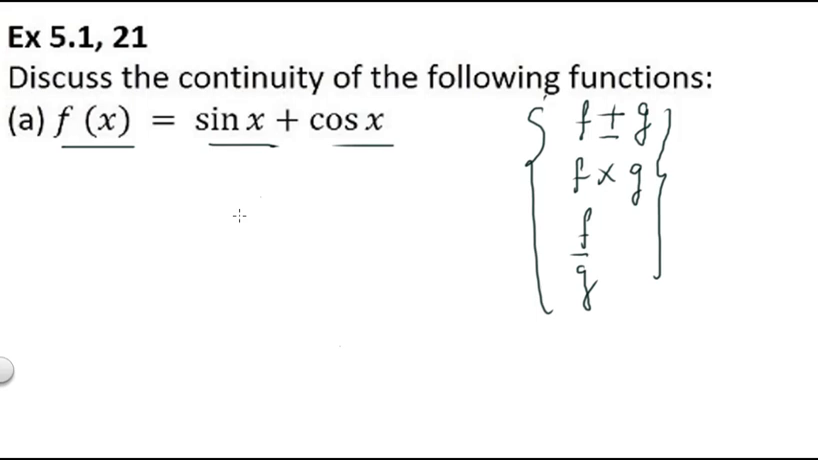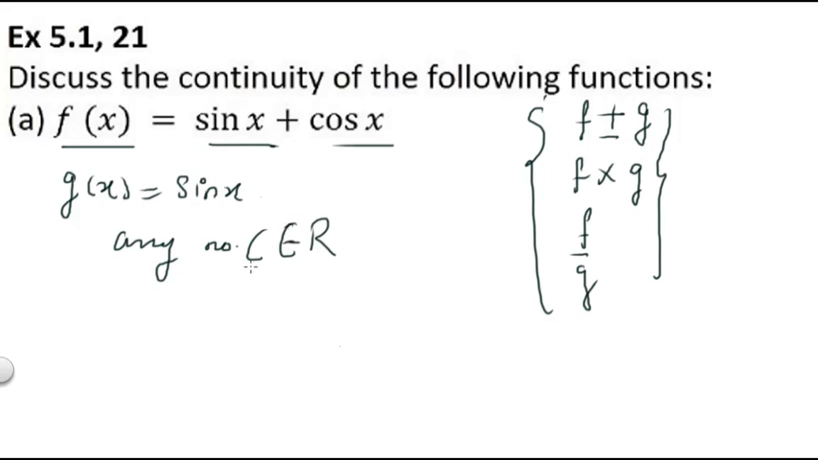But if it comes to proving sin x and cos x separately, I'll tell you how to do it. Suppose you consider g of x as sin x. So we will take any real number c, that belongs to capital R. Clear? So c is a number belonging to capital R. Now g of c will be sin c.